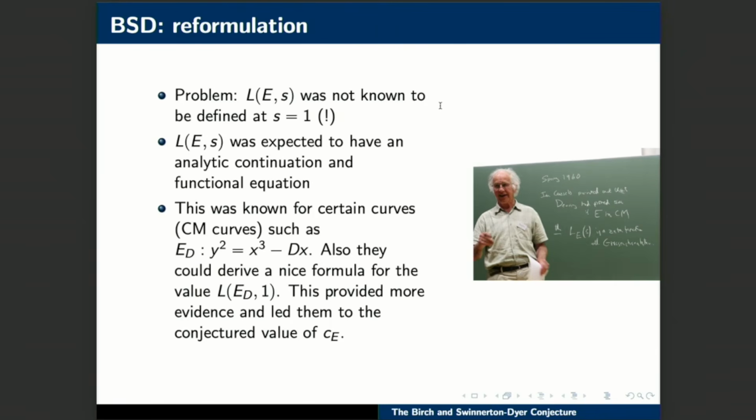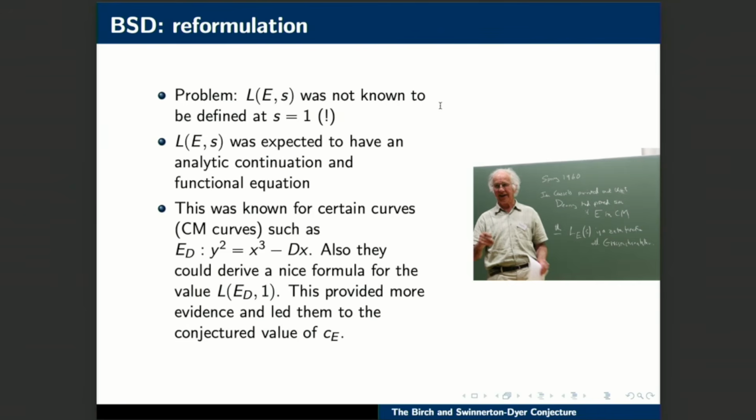The L function: it wasn't just that the Euler product doesn't converge for S equals 1. At the time, it wasn't even known to be well-defined at S equals 1. So they were kind of going out on a limb and expressing their conjecture in terms of a function that wasn't yet known to exist at that point, although it was expected to be there. In fact, the L function was expected to have an analytic continuation and a functional equation, much like the Riemann zeta function, so it should be defined at S equals 1.